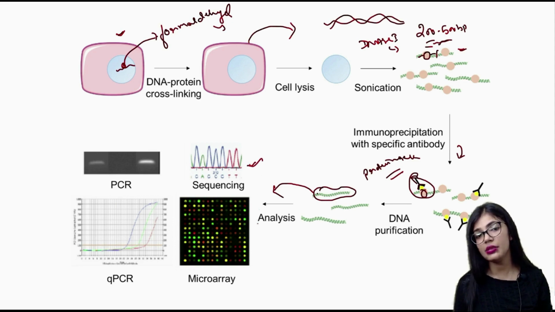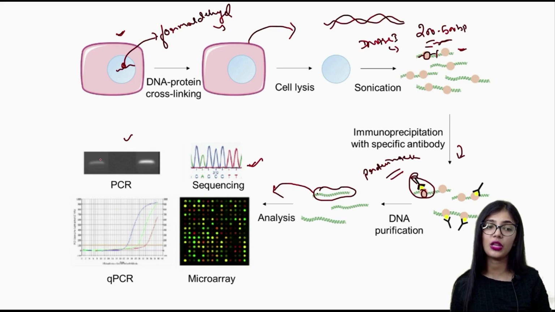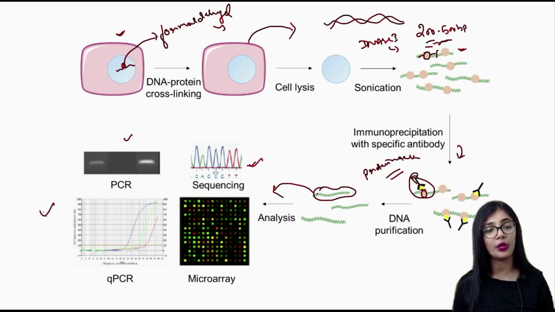It can be any NGS sequencing or microarray. If we want to see how much it is expressing, if this protein is interacting with the DNA, in what amount some function is expressed, in that case we can give it for qPCR. This is all about the ChIP assay.